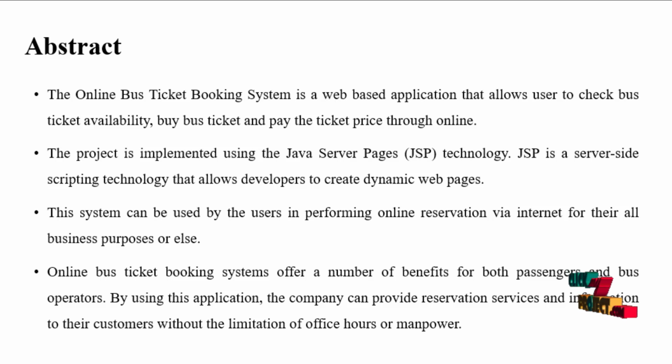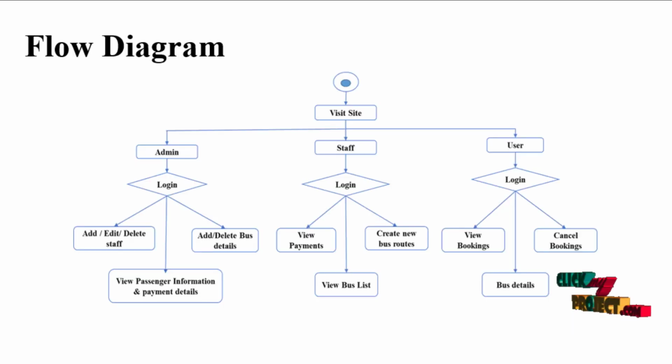JSP is a server-side scripting technology that allows developers to create dynamic web pages. The system can be used by users in performing online reservations via internet for their business purposes or else. The online bus ticket booking system offers a number of benefits for both passengers and bus operators. By using this application, the company can provide reservation services and information to their customers without the limitation of office hours or manpower.